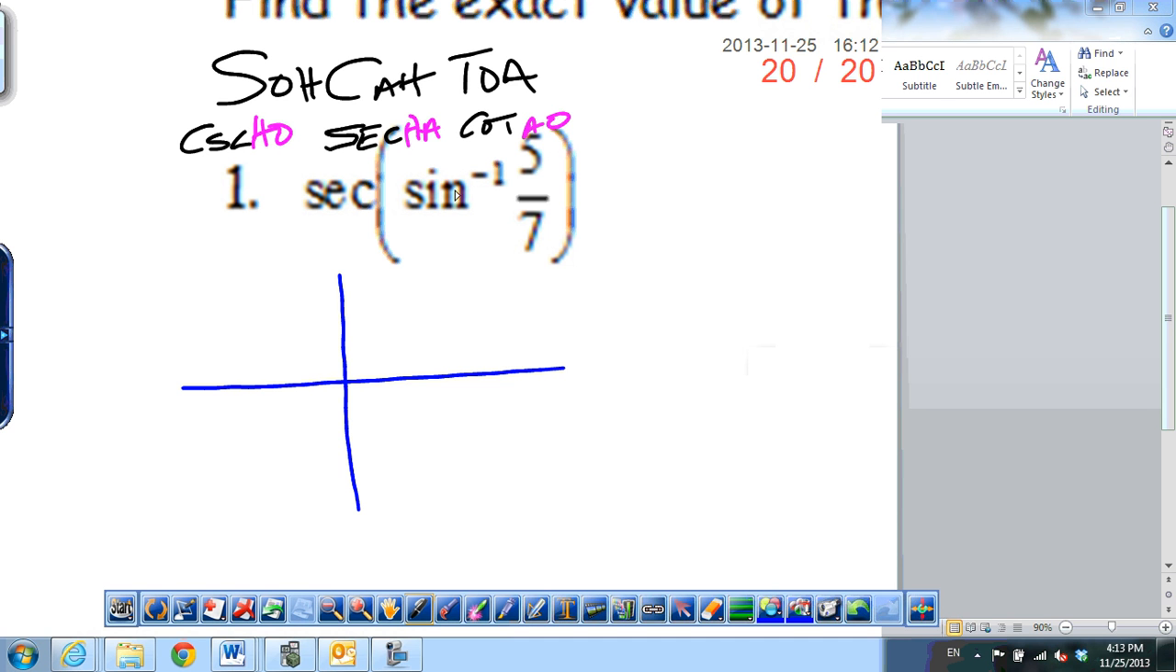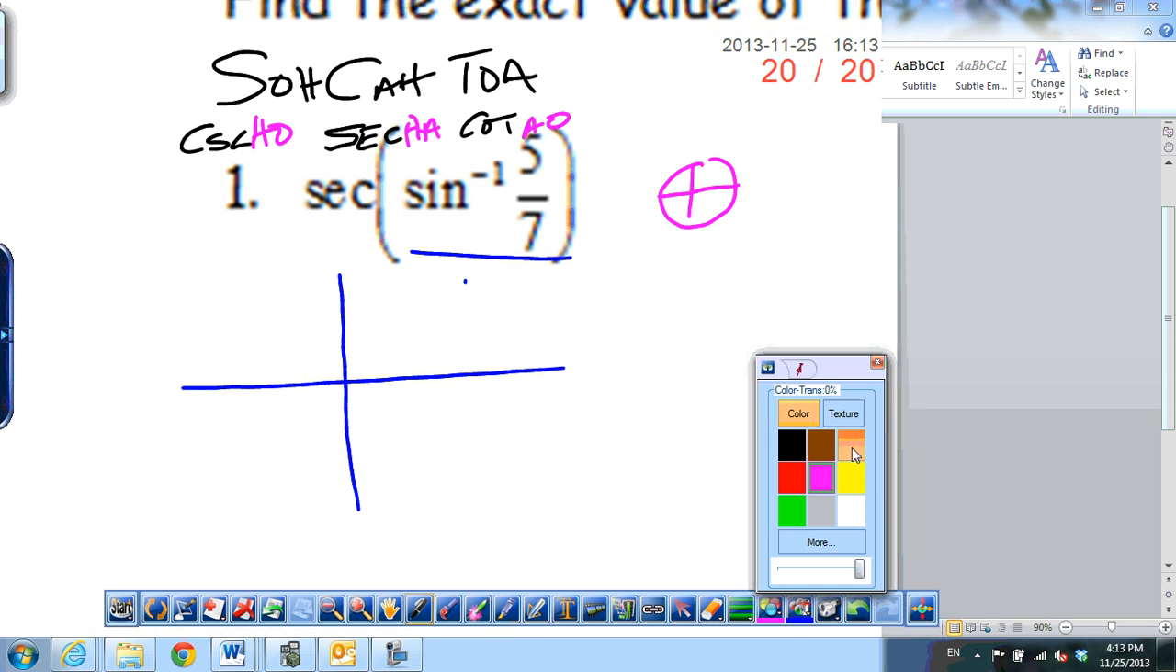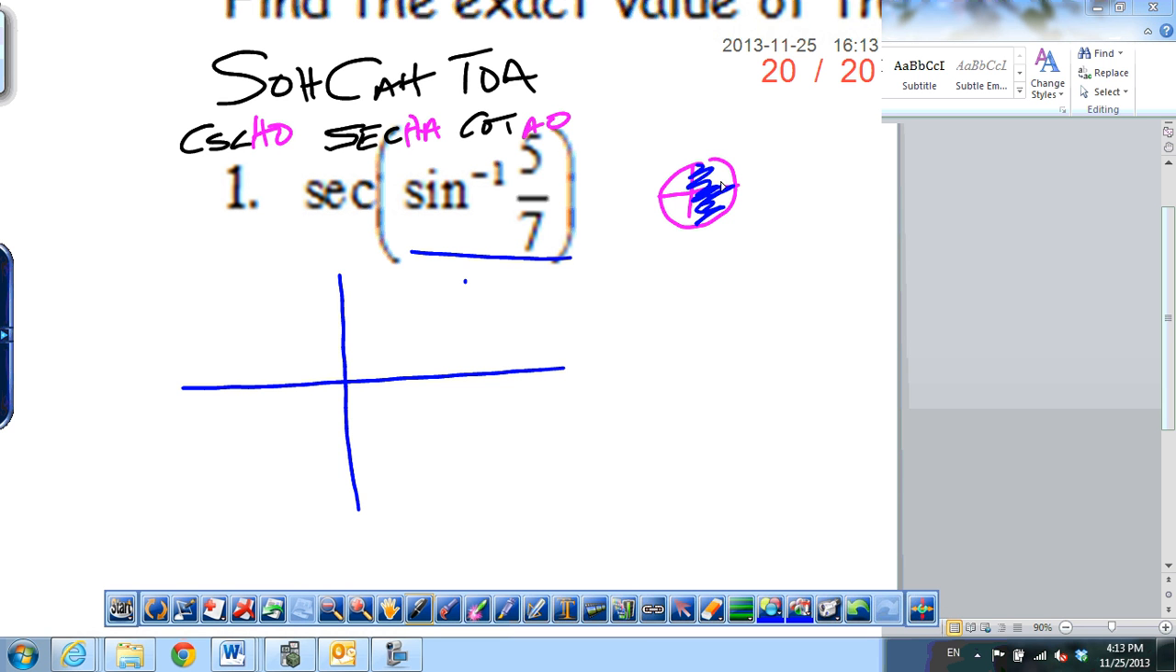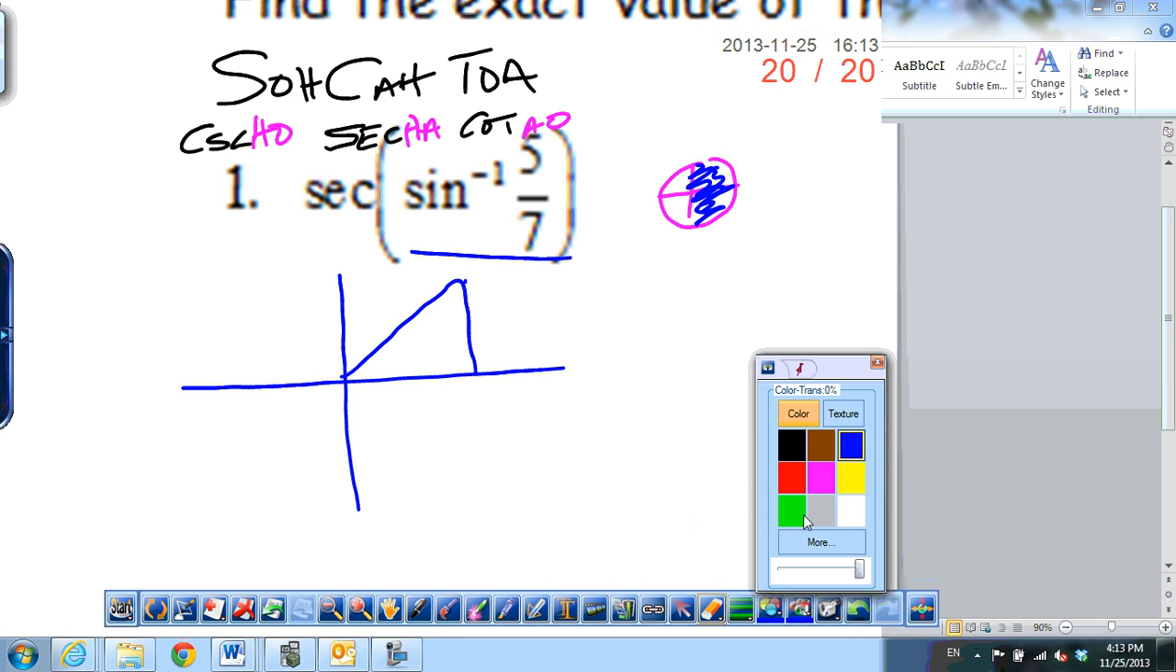When we're doing compositions, we always work inside out. So, like an onion, an ogre, a cake, ha ha ha. We're gonna work inside out. First thing is that I got to remember where the inverse of sine is defined. So inverse of sine is defined on these two quadrants. So that means that it's either up here or it's down here. Now, since it's 5 over 7, that means it's got to be positive, so it's up there.